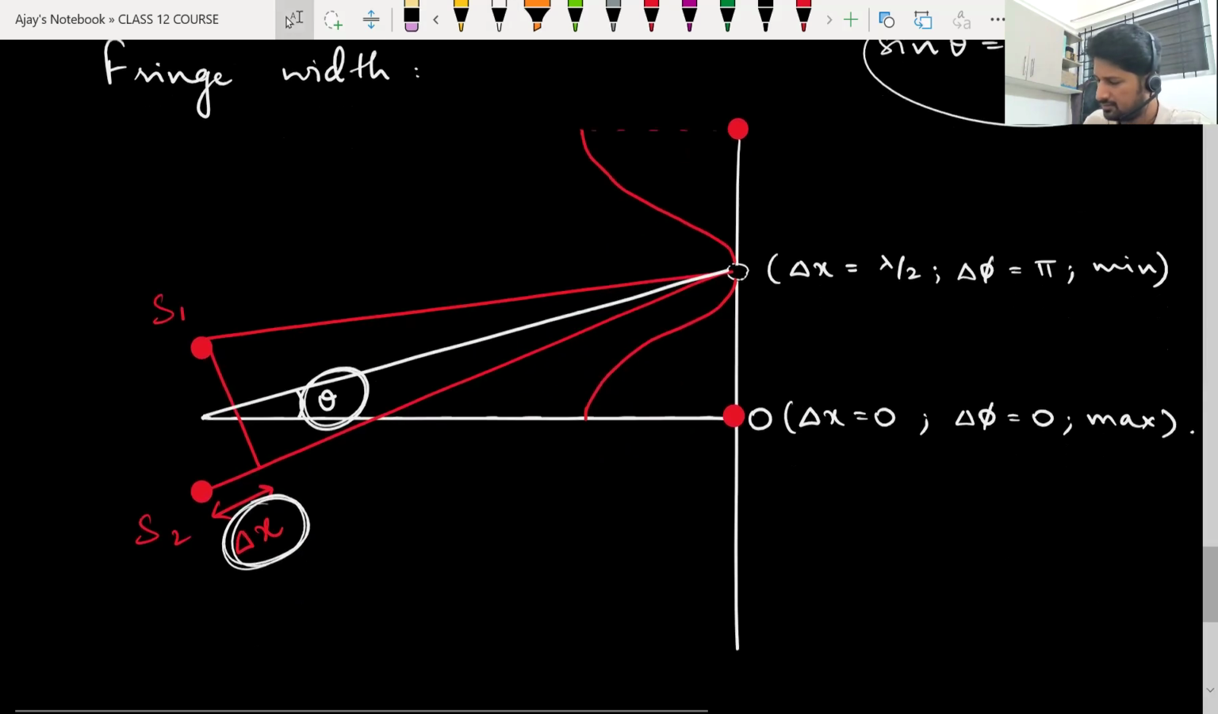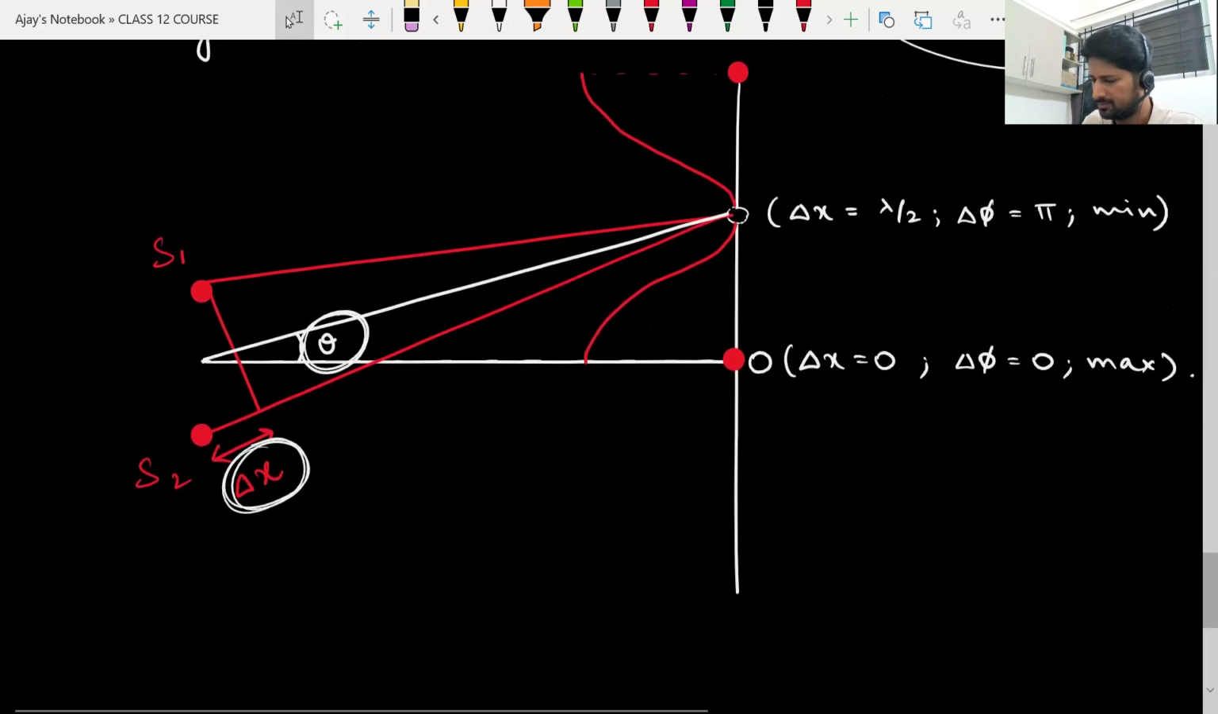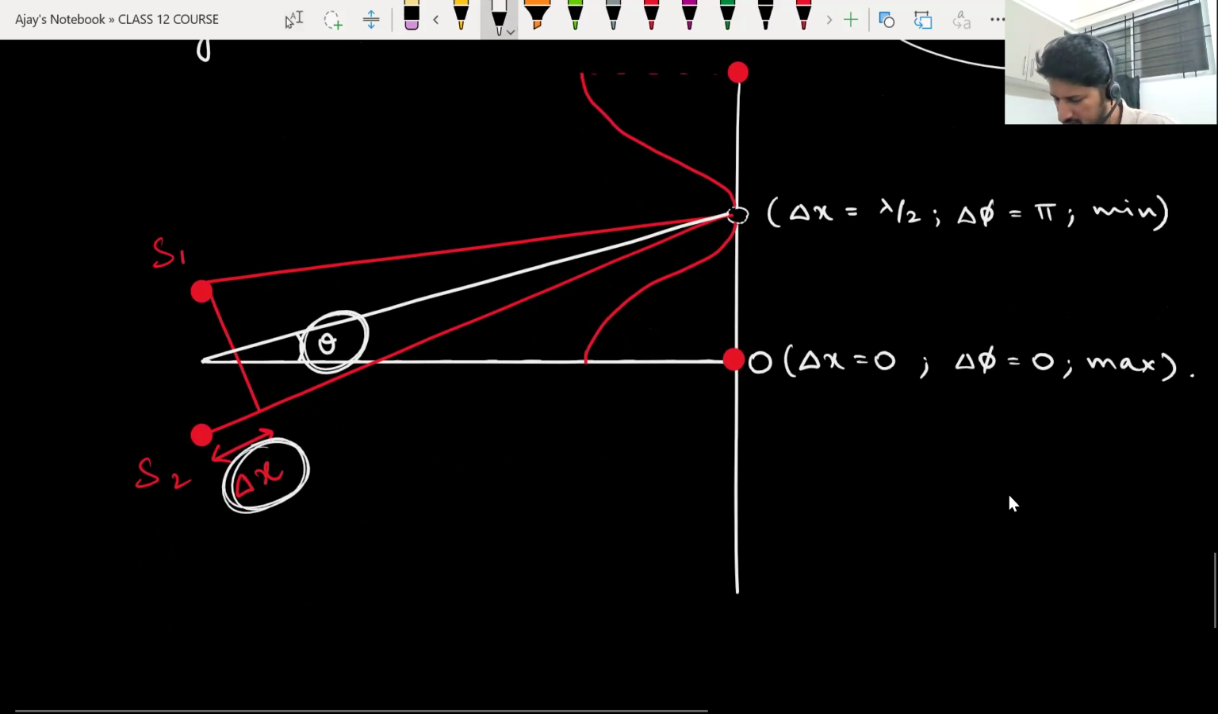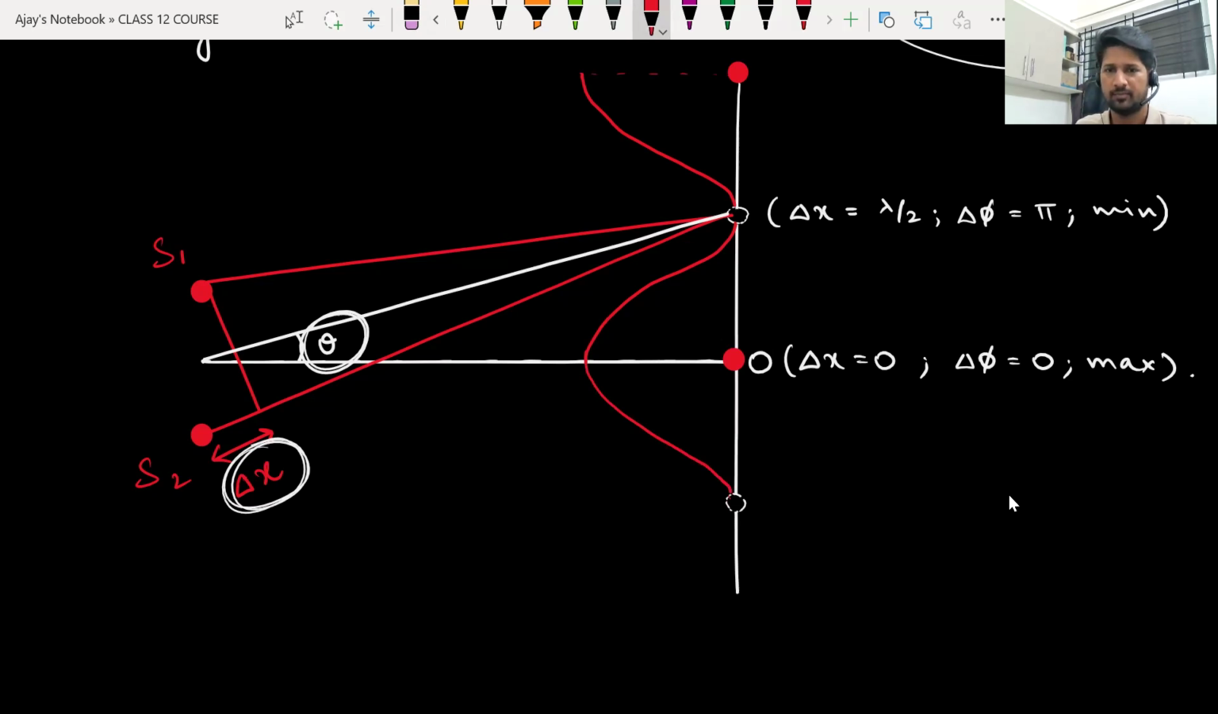Now, if you draw the pattern on the lower side also, at the same distance from O on the lower side, you will see one perfectly dark spot here. Because we are assuming sources to be of equal intensity, they'll interfere destructively and create a perfectly dark spot. So as you move from O to that perfectly dark spot, you see the brightness falling, decreasing like this. And at that point, it becomes 0.